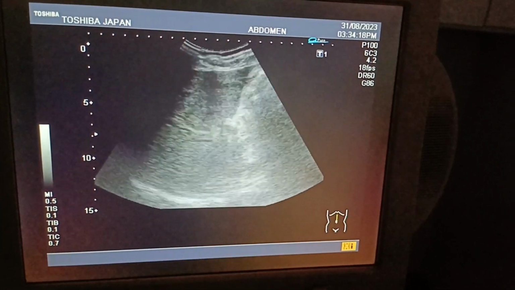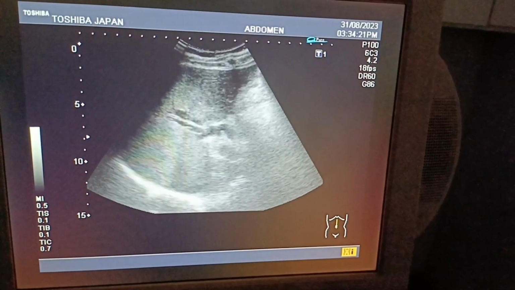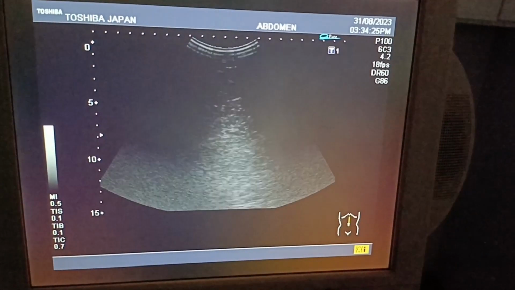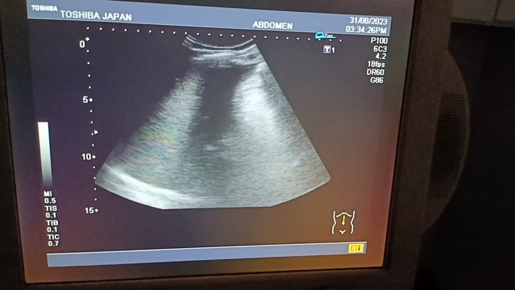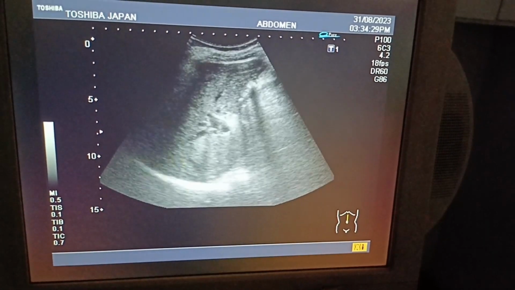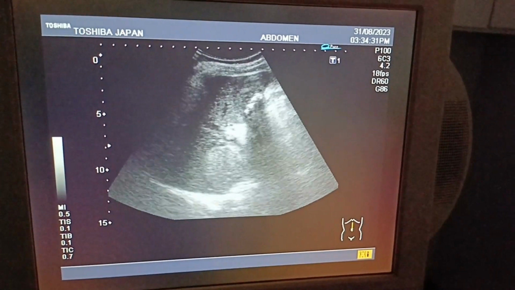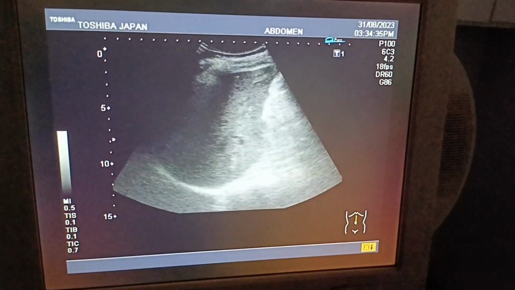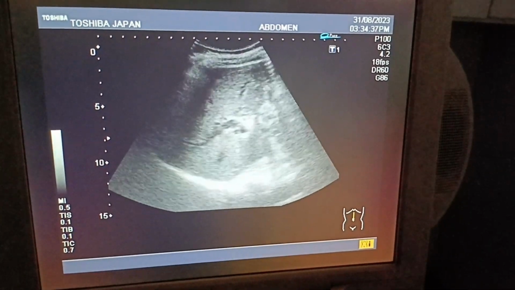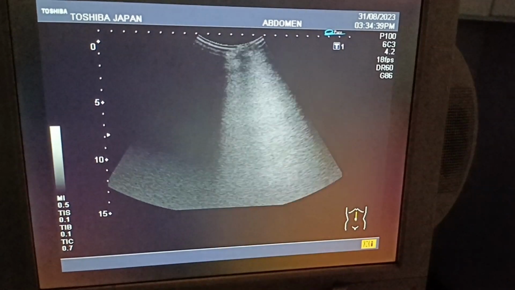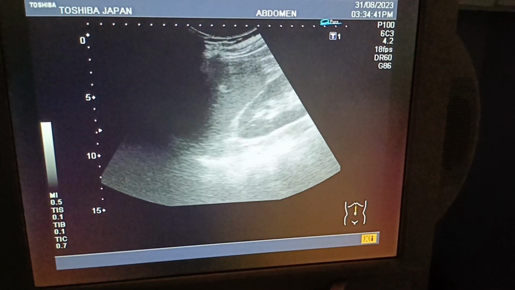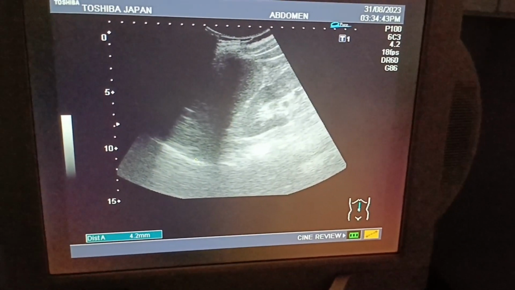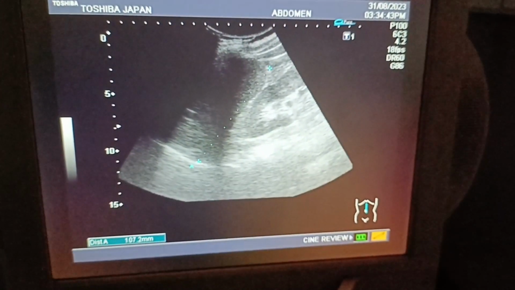Kidney is okay. Liver is slightly echogenic. Gallbladder wall is poorly differentiated from the liver. Kidney on the left and the spleen are falling within the normal limit. No splenomegaly.